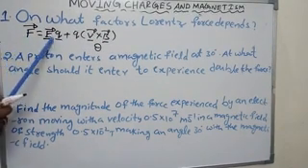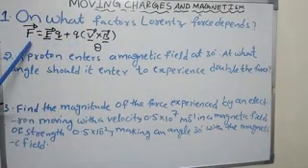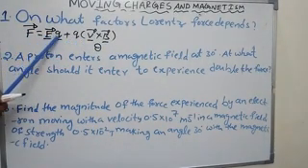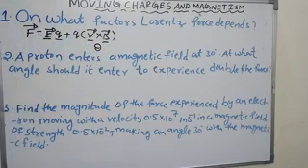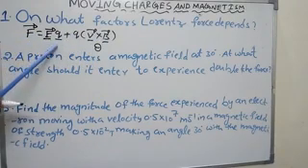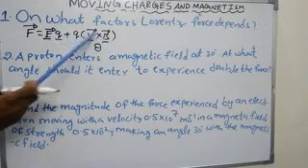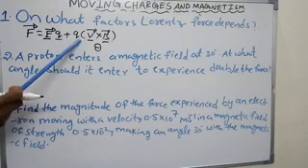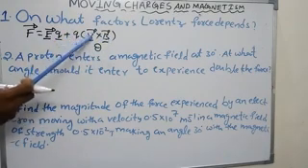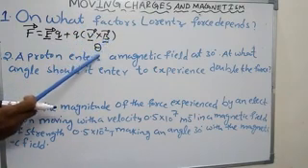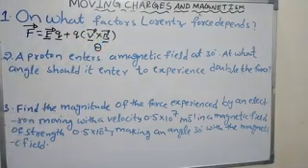So F bar is equal to E bar into Q plus Q into V bar cross B bar. The Lorentz force depends upon the electric field, charge, velocity of the charged particle, magnetic field and the angle between the velocity of the charged particle and the magnetic field. This is the vector form of the Lorentz force. On what factors does the magnetic force, Q into V bar cross B bar, depend? Charge, velocity of the charged particle, magnetic field and the angle between the velocity and the magnetic field.